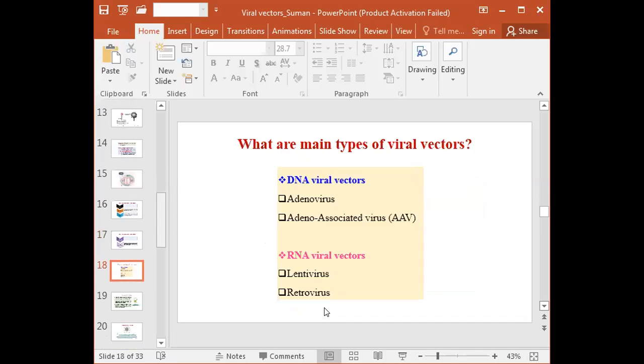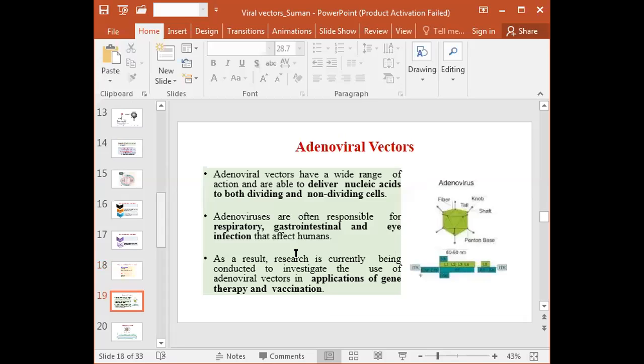Now, what are the main types of viral vectors? There are several. We are going to discuss four. Two are DNA viral vectors, two are RNA viral vectors. The two DNA viral vectors to be discussed today are the adenoviral vector and the adeno-associated viral vector. The RNA viral vectors are the lentiviral vector and retroviral vectors. First, I will start with the adenoviral vector.